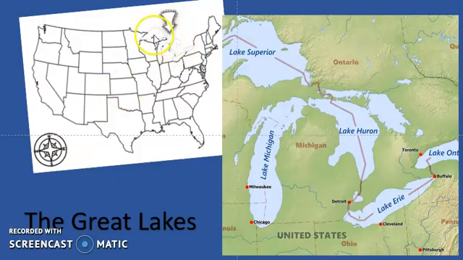So again, these are the Great Lakes. They're in the northern part of the United States. There are 5 of them, and they're a border between Canada and the United States. Lake Michigan here is the only one of the lakes where the whole entire lake is in the United States. So it's a border between Canada and the United States.